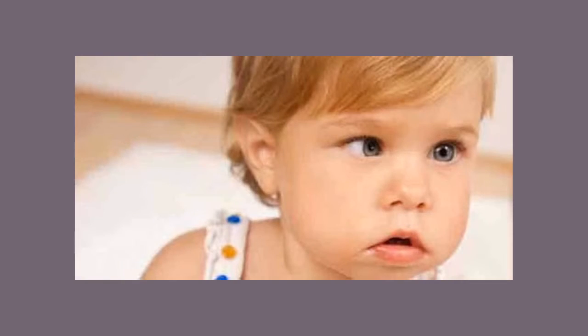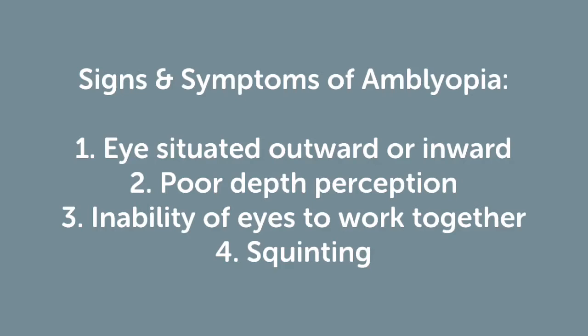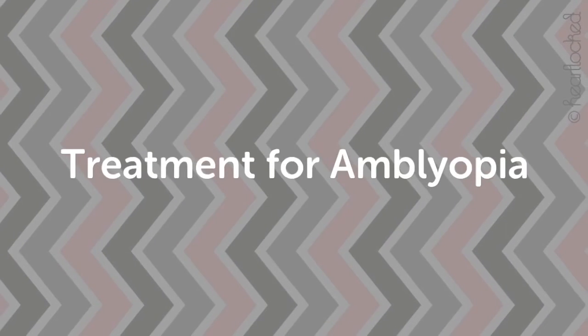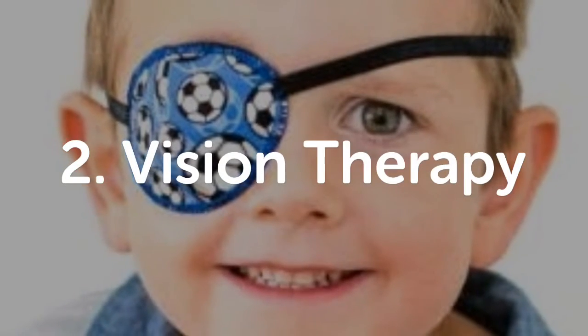Amblyopia is a loss of visual acuity that cannot be improved by corrective lenses. It is also called as lazy or blunt eye and is most common in children. Causes of amblyopia are difference in sharpness of vision and strabismus. Signs and symptoms of amblyopia are eyes situated outward or inward, poor depth perception, inability of eyes to work together, and squinting. Treatment for amblyopia are eye drops, and vision therapy such as eye patching.